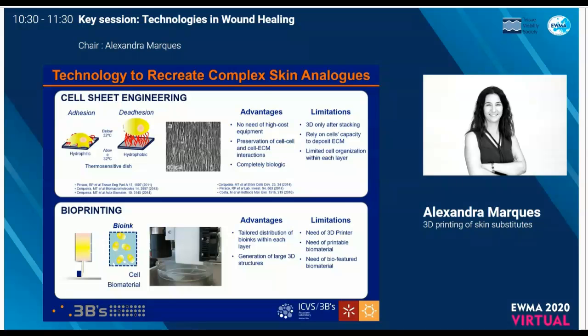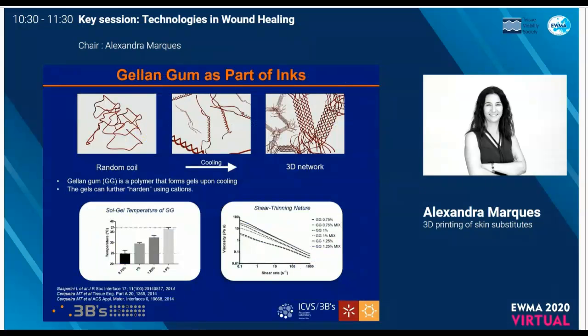Gellan gum is one of the materials that we have been exploring mostly in the group, not only as part of inks or bioinks, but also for many other biomedical applications. And this polysaccharide has the advantage of forming gels by temperature decrease, and also to further reinforce the network that it forms after interaction with cations. So these are characteristics that are quite interesting for 3D printing.